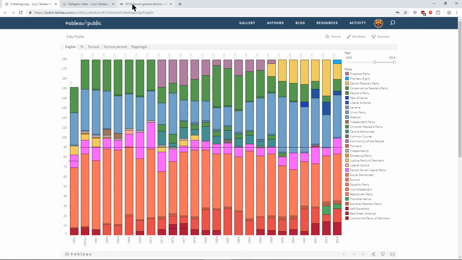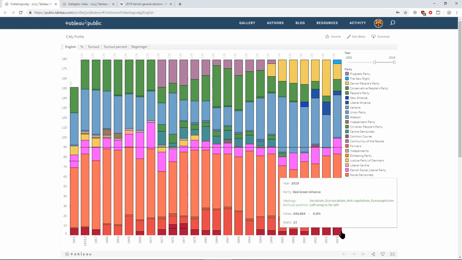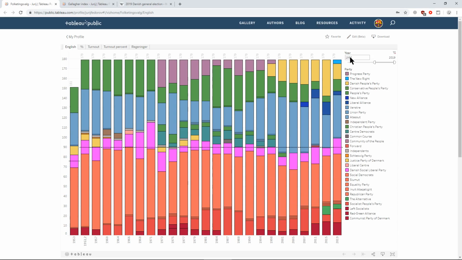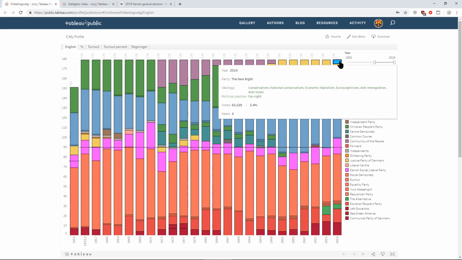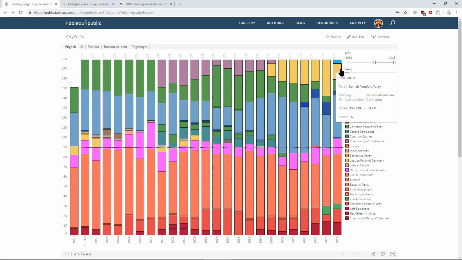And I just wanted to show you how the election went. It's 2019, so you can see how the election went. This is the new right party, that's anti-Islam, far right. Yeah, I made this chart. This Danish People's Party, it's the anti-immigration party.